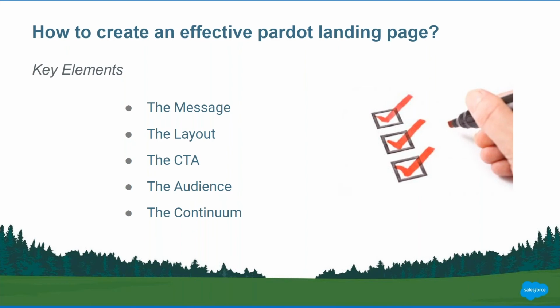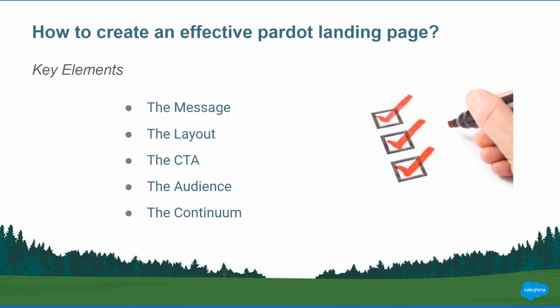The next key element is the CTA. CTA stands for call to action. So the CTA attracts visitors to do the action. An example of this is styling your button to use some standout colors and ensuring the text color contrasts from the button itself.